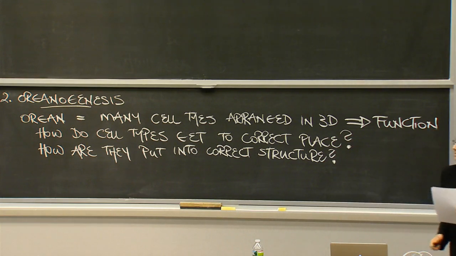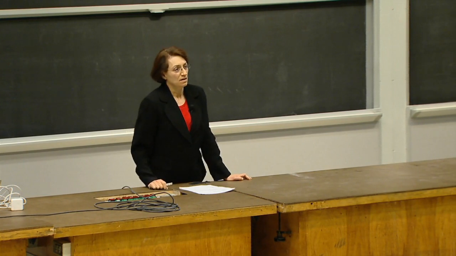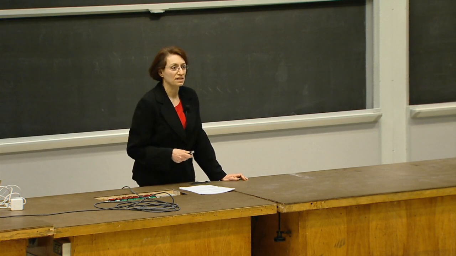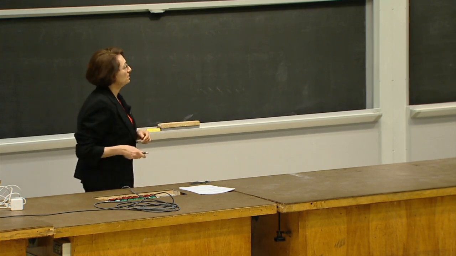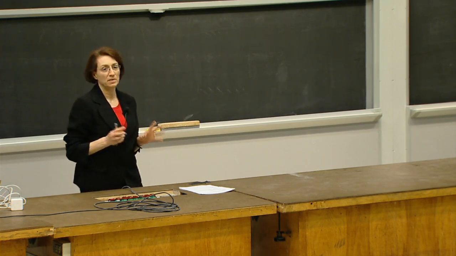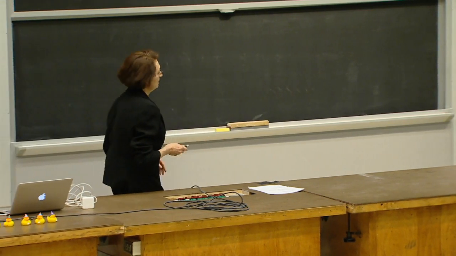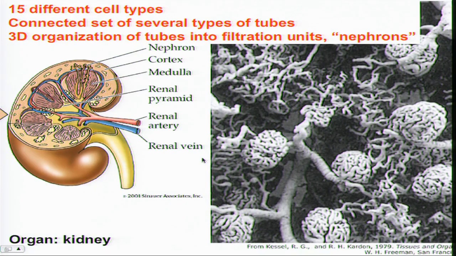Let's phrase the problem by looking at the kidney. The kidney is one of the most complex organs. It does two things. It filters the blood and gets waste products out of the blood, particularly products of amino acid metabolism. And it also maintains water balance. Both of those things are crucial functions of the kidney, which consists of about 15 different cell types, which are connected into several types of tubes that lead on fluidly from one to the next.